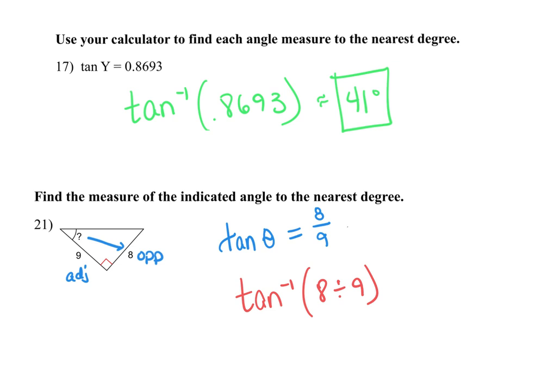And this also wants it to the nearest degree. When you put this in your calculator, you're going to get 41.63, and it's going to keep going. To the nearest degree means they want it to the whole number. So we're going to look across. It is a 6, which means we're going to go up. 42 degrees would be my answer here.